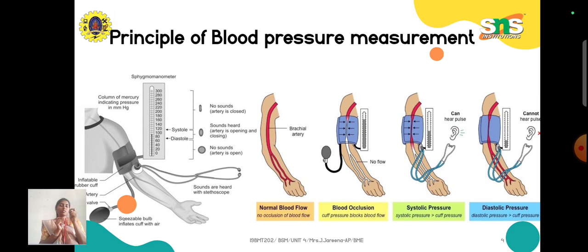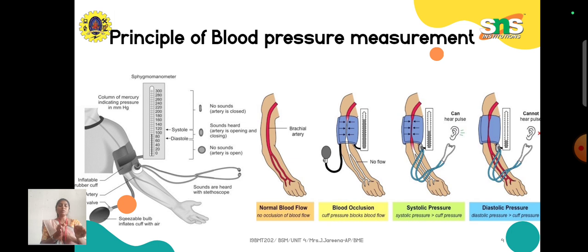This name was given after a scientist, Nikolai Korotkoff. He is the one who found this particular sound while doing this experiment, so the sound is called the Korotkoff sound. The appearance of the sound is the point called systolic, and the disappearance of the sound is the point called diastolic. This is how the basic principle works in order to measure the BP.